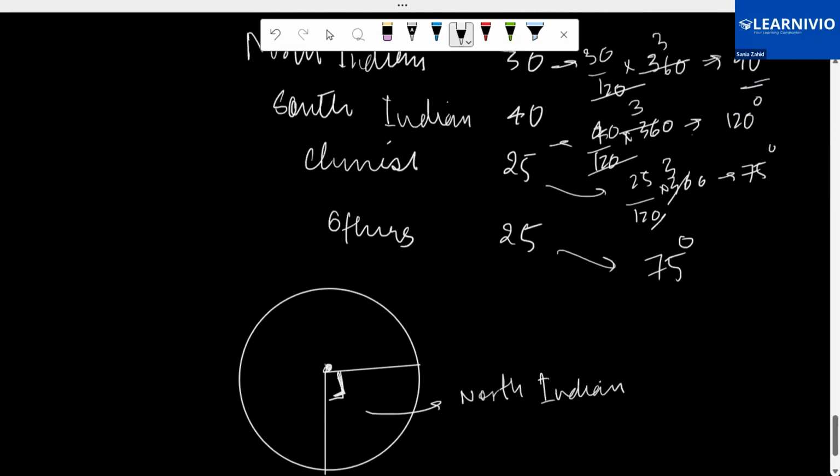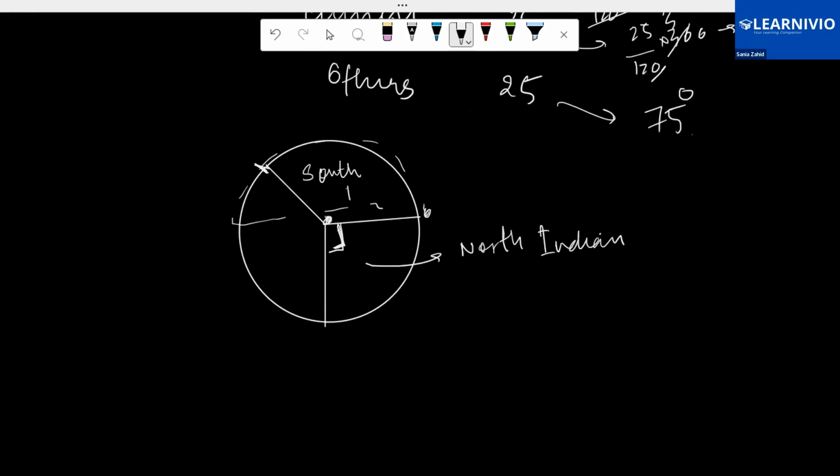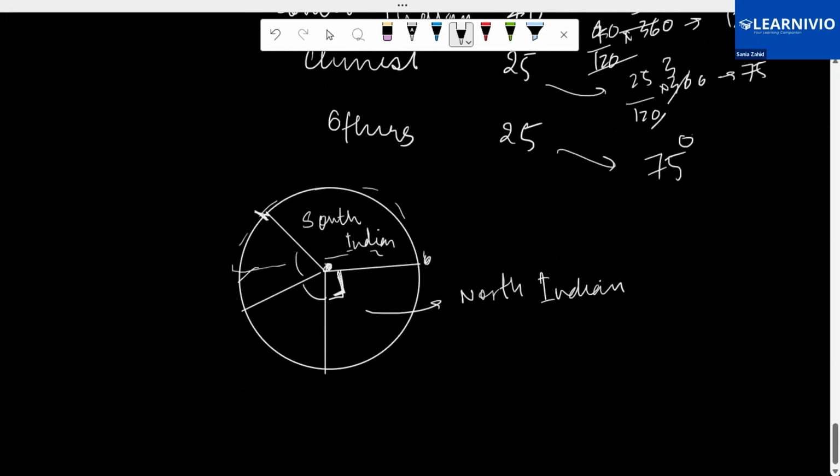Now South Indian is 120 degrees. So you keep your protractor over here and start from 0. So 120 would be somewhere over here. This is 120 degrees, which is South Indian. Then it's 75 each, so divide these two into equal parts, 75 and 75. This is Chinese, and this is others. Okay, clear with the question?